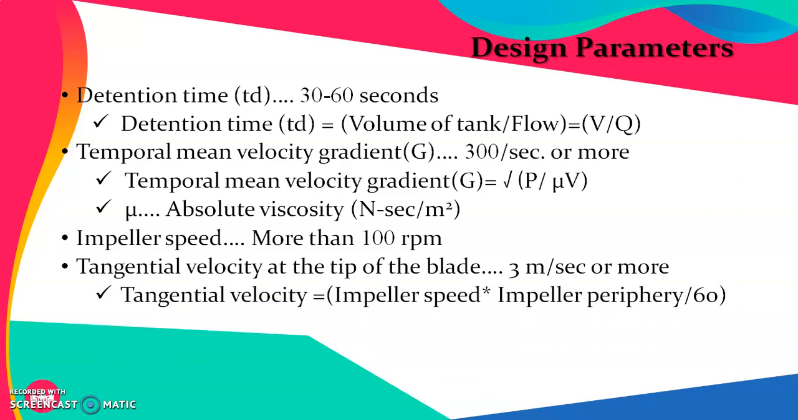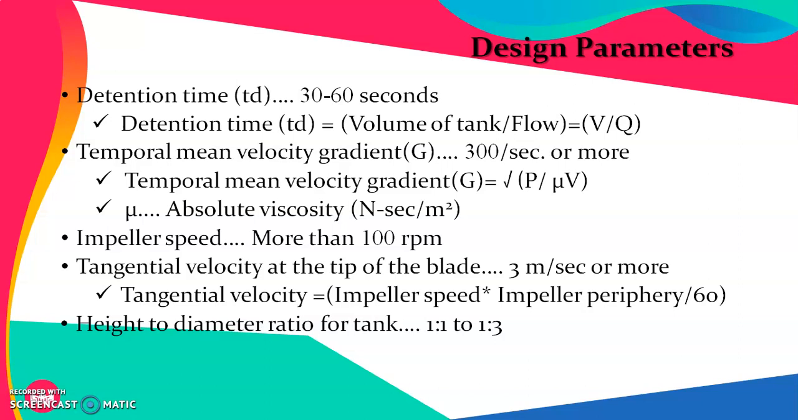It can be calculated using a simple formula: tangential velocity equals impeller speed, measured in rpm, multiplied by the periphery, or the distance travelled per rotation, divided by 60. Please understand that the impeller speed is given in rpm, so these are rotations per minute. To convert it into seconds, the 60 has been introduced in the formula. So the tangential velocity is impeller speed multiplied by impeller periphery, divided by 60.